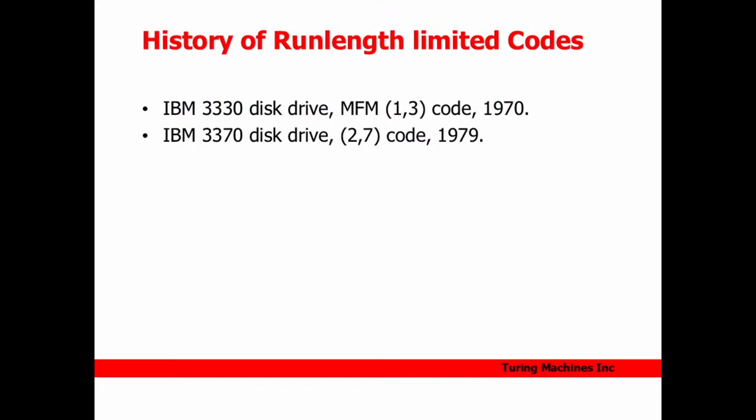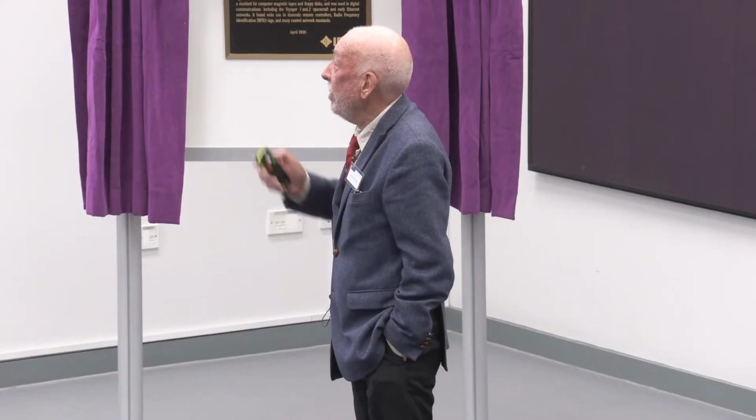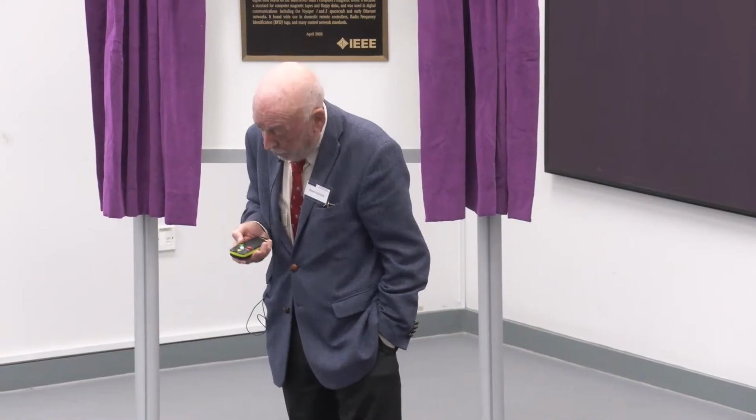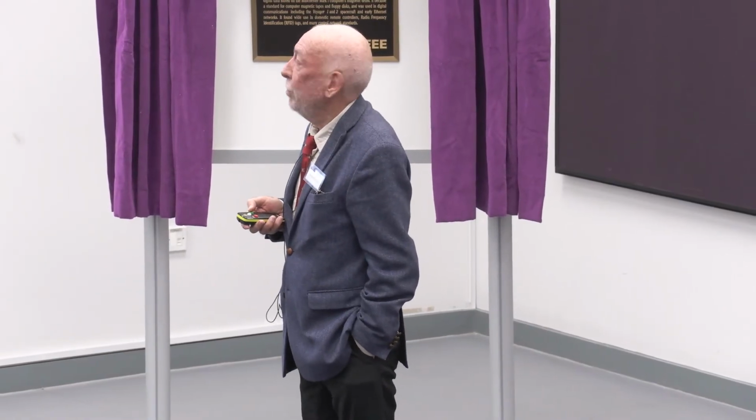So this is the history of the run length limited codes in the disk drive by IBM. Again, IBM, the 3370, using a 2,7 code, where 2 stands for the guaranteed minimum run length, the number of zeros between ones, and the 7 the maximum number of zeros between ones, and the ones indicate the transitions. So that was 1979, and these machines ran for at least 20 years, used up till 2000 or so.